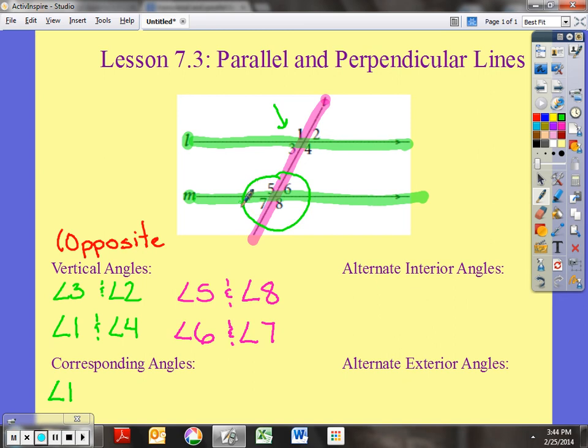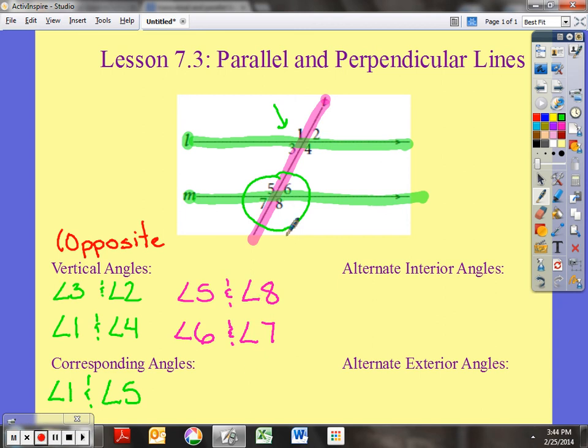Which one's on the top of the parallel line? Well, we're looking at 5 and 6. Which one's on the same side of the transversal? Now we've just eliminated 6, it's 5. So corresponding angles are on the same side of the transversal and are on the top or the bottom of the parallel line. Another set of corresponding angles on this.